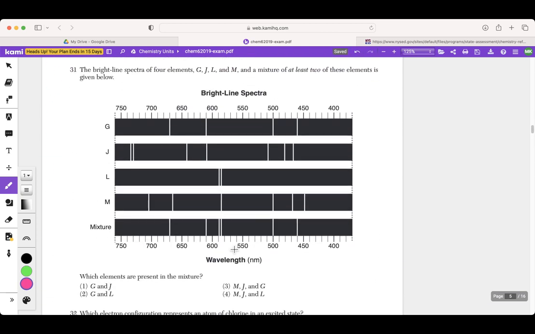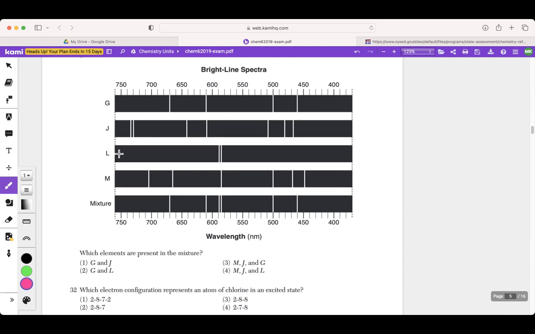31, also a common question. When we're looking at bright line spectra, in order to determine which of these elements are contained within the mixture, I need to see if all of that element's lines match up with the mixture. So let's take a look at G. This line matches up. This line matches up. This line matches up. And this line matches up. Element G definitely is in there because all of its lines match up with the mixture.